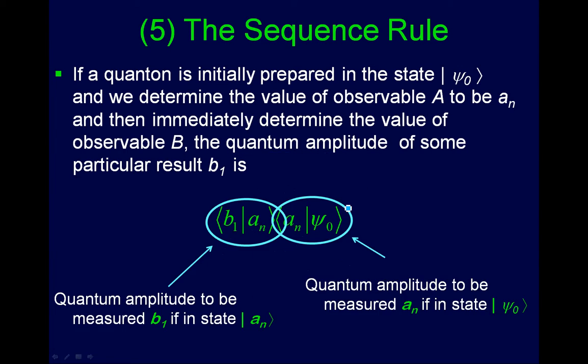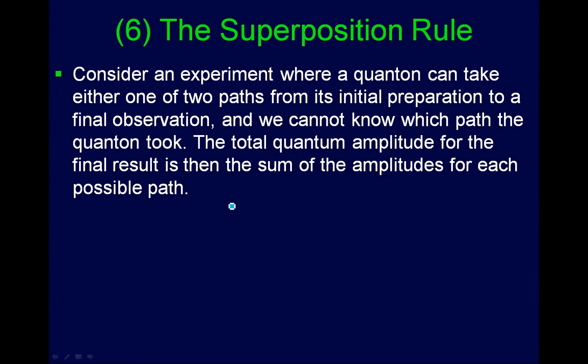So another way to kind of think about this is it's two quantum amplitudes. And so this is the quantum amplitude here to be measured A_n if you're in the state psi sub 0, and this is the quantum amplitude to be measured B1 if you're in the state A_n. And so it's sort of like here's the probability of me being measured to be in A_n, and then once I'm in A_n, here's the probability of me being measured to be in B1. And you multiply these two things together. We're going to use this a lot as we go forward.